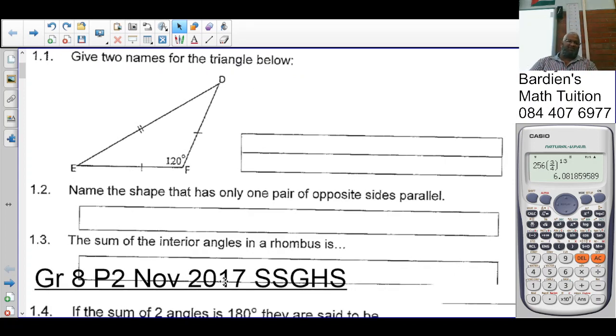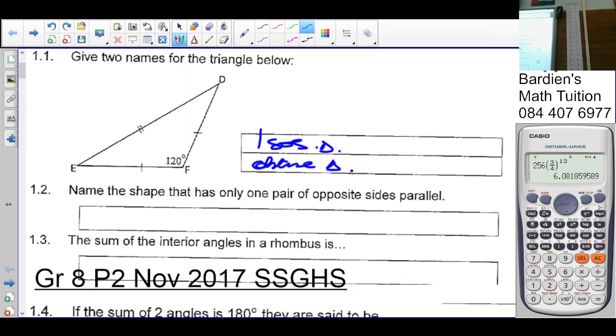So we are told to give two names for the triangle below. We had an isosceles triangle, and it can be an obtuse triangle. An obtuse isosceles triangle. Right. Let's carry on.